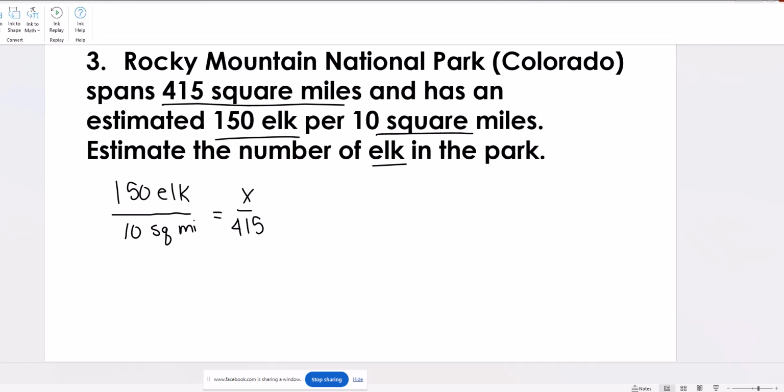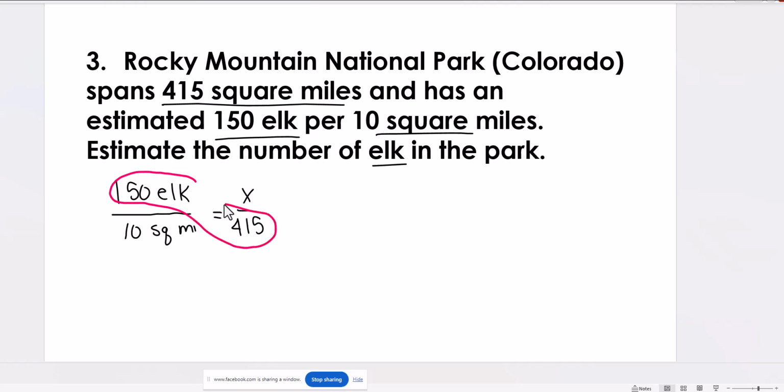Let me get a different color so everyone can see what I'm doing. I'm going to be taking 150 times 415. Now I'm not using the word elk there. I'm just taking 150 times 415. I don't know why I kept saying 412, but it's 415. Equals, now I'm going to cross multiply the other side. That means I'm going to take 10 times x.